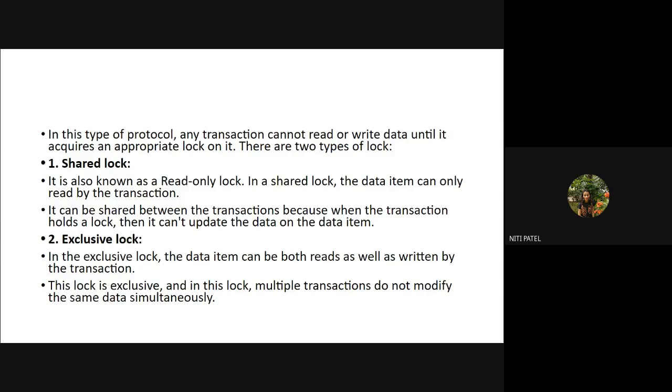So if you have a lock on read for a data item, you can read that. If you have a lock on write to a particular data item, you can write. But if you do not have this lock, you cannot use any data item either for reading or for writing. So we have two types of locks. First one is a shared lock and second one is the exclusive lock.